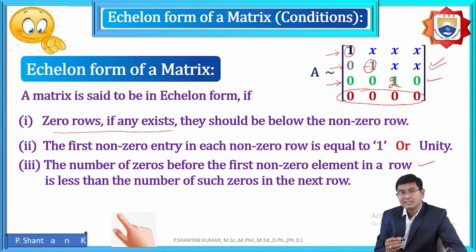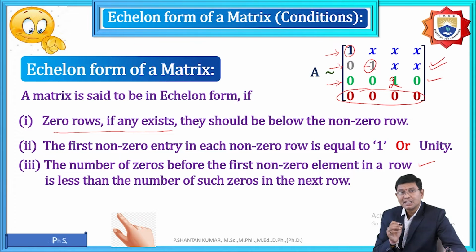Therefore, these three conditions are required to be satisfied, then the matrix is said to be in echelon form. That means we need to remember: first, the zero rows, if they occur, we put in the last row. Second, the first non-zero number should be 1 or a non-unity number. Third, before the non-zero number, from one row to the other, the zeros are in increasing order from top to bottom, or from bottom to top a decreasing order.